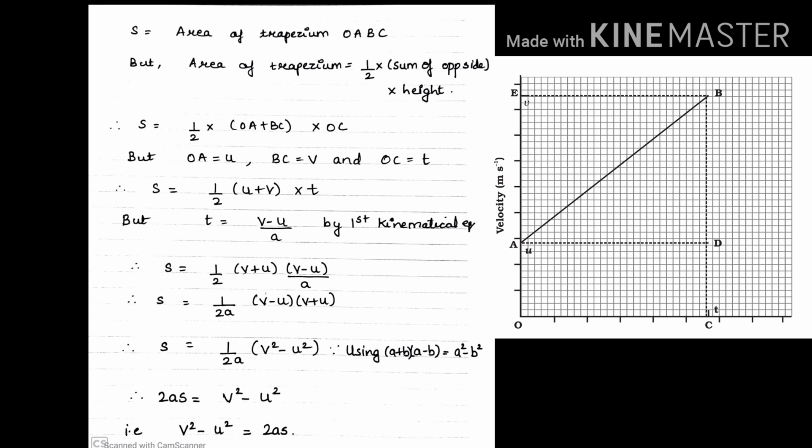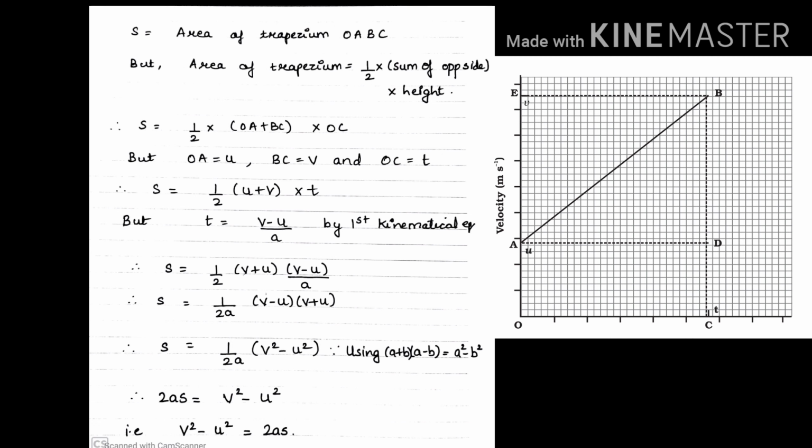As you observe from the graph, OA and BC are parallel to each other and OC represents the height. Now, substituting the values, OA is equal to the initial velocity, which is small u, BC is equal to small v, and OC represents time. So what equation do we get? It is s is equal to half, in the bracket u plus v, multiplied by t.